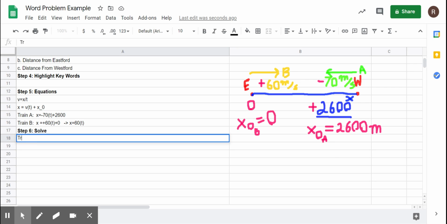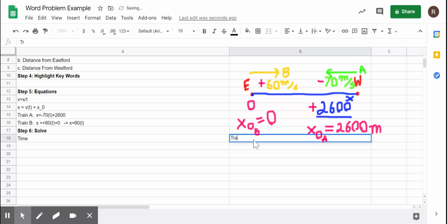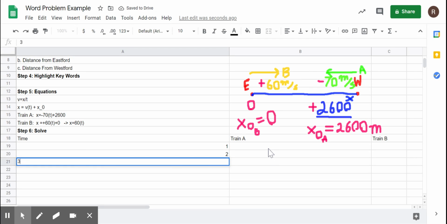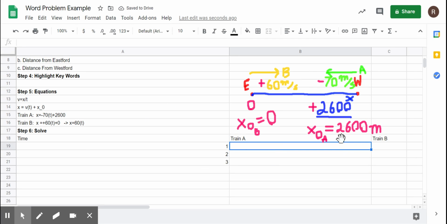So let's do one for train A. Actually, first column is going to be time, then train A, and train B. Notice this is going to be easy because Excel has certain features. So we're going to do 1, 2, and 3. I don't know if you know anything about Excel programming, but there's certain ways we can do this. We'll just have to do a little math, but notice it's plug and play at this point.